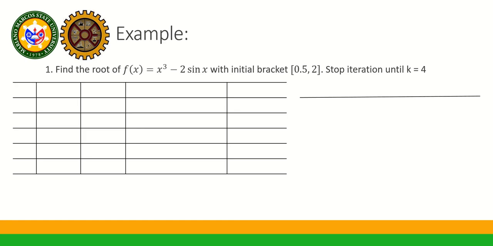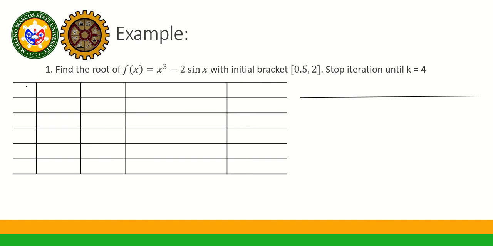So how do we use that formula? So example number 1, find the root of f of x is equal to x cubed minus 2 sine x with initial bracket 0.5 and 2. Stop iteration until k is equal to 4. Okay, so since we are dealing again with trigonometric functions, yung mode ng calculators natin will be in radian mode. Okay, so the first thing we should do is to create this table.